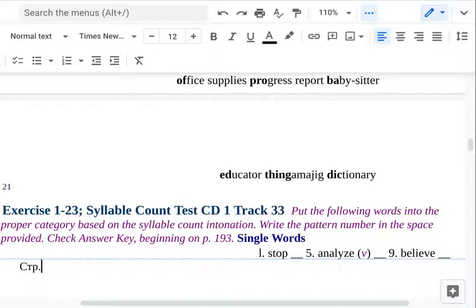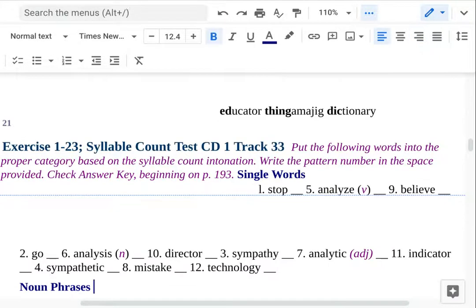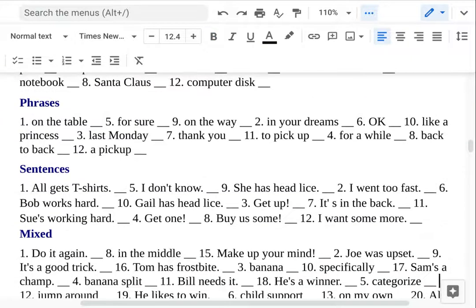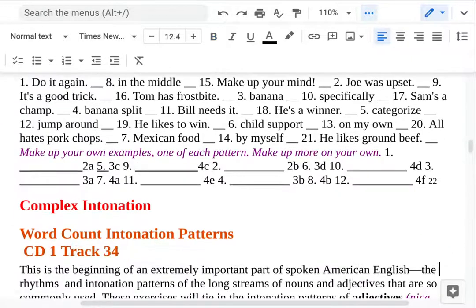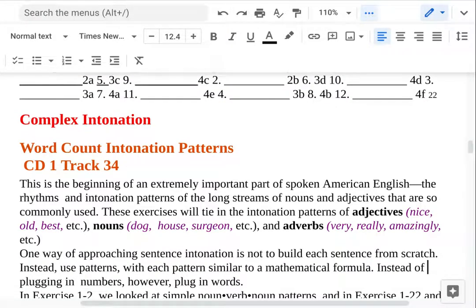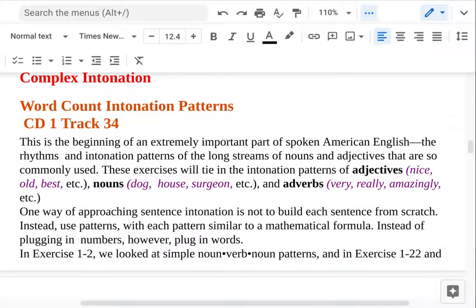Complex intonation. Word count intonation patterns. This is the beginning of an extremely important part of spoken American English: the rhythms and intonation patterns of the long streams of nouns and adjectives that are so commonly used. These exercises will tie in the intonation patterns of adjectives, nouns, and adverbs.